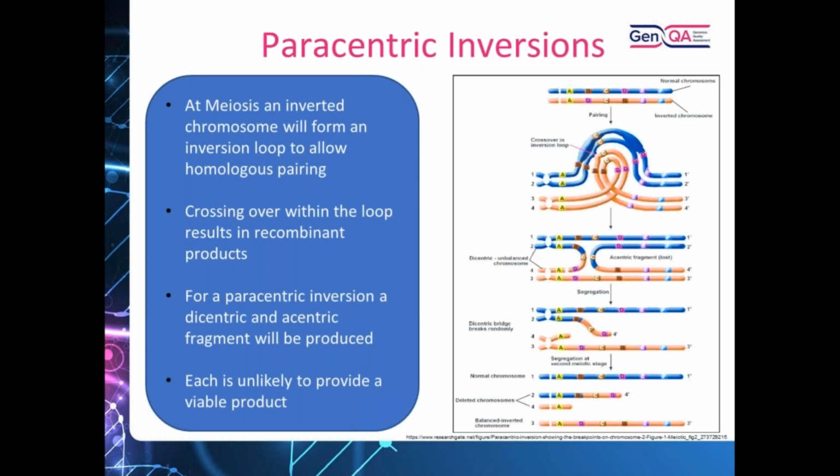So paracentric inversions. At meiosis, an inverted chromosome will form an inversion loop to allow the homologous chromosomes to pair. If crossing over occurs within the loop, then that will result in recombinant products. In a paracentric inversion, this will form a dicentric and an acentric fragment, and each of these is unlikely to form a viable product. There are occasions with paracentric inversions that viable products can be formed if you get U loops and recombination occurring, but it's fairly rare that these are seen.